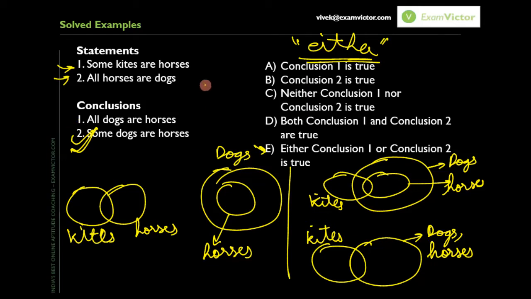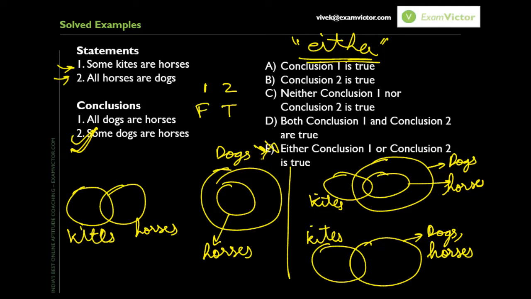When conclusion 1 is false, is conclusion 2 true? Some dogs are horses is true. So conclusion 1 is false, conclusion 2 is true. Most students stop here. They draw this diagram, they see that there is a false true relationship and they assume that the answer is E, either conclusion 1 or conclusion 2 is true. However, this is the wrong answer.